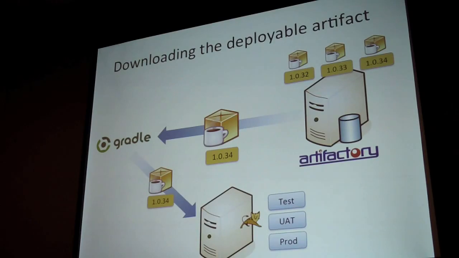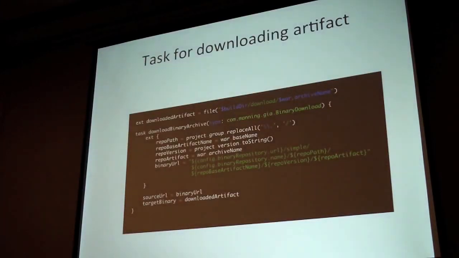So you can say, well, we want to deploy version 1.034 of our WAR file. So we get it from Artifactory, and then we can deploy it to various environments. You just have to actually get it once. And then in our case here, this will be a Tomcat server, and we'll trigger that based on our env property that we provide on the command line.